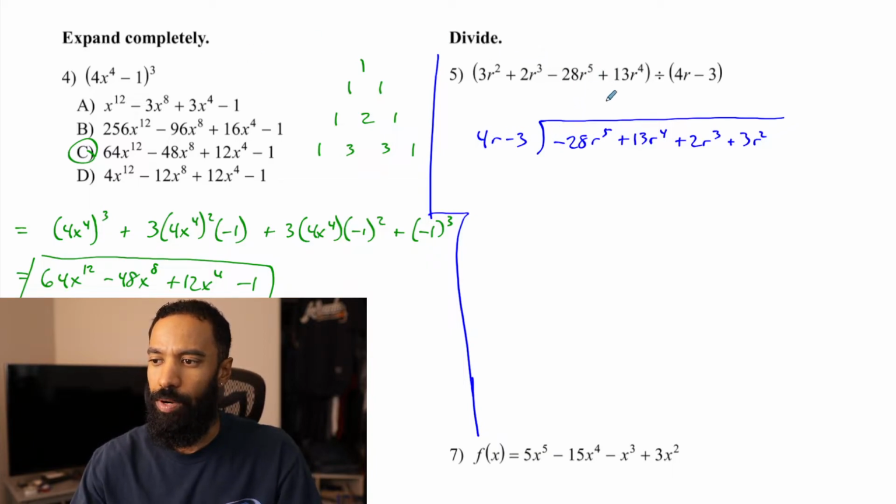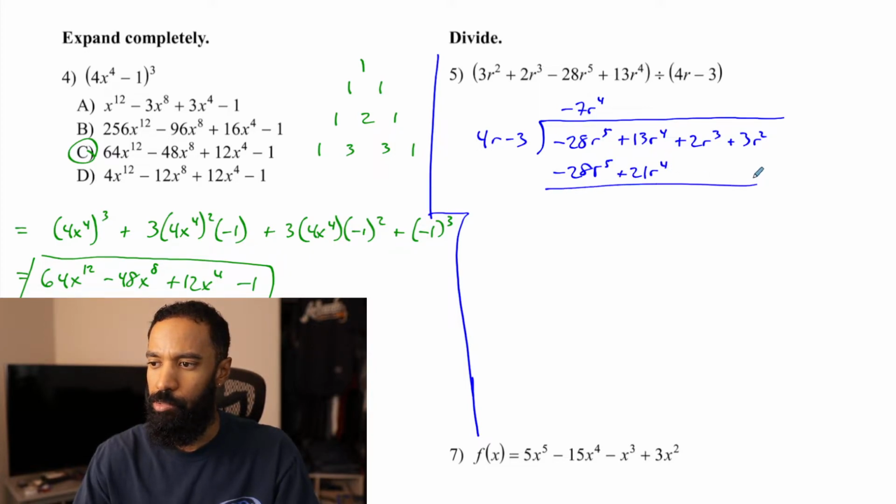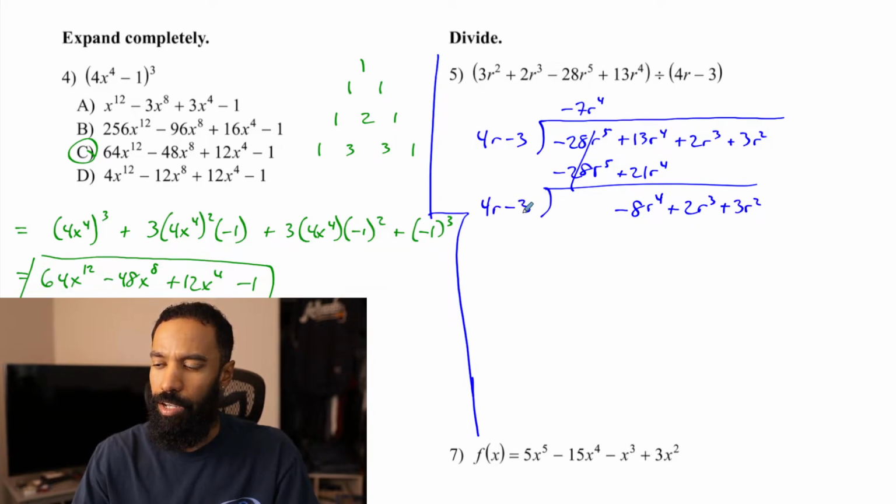4r goes into negative 28r to the 5th, negative 7r to the 4th times. When you multiply those two, you get negative 28r to the 5th. Those will subtract and cancel. Negative 3 times negative 7r to the 4th is 21r to the 4th. Subtract those ones, and you get negative 8r to the 4th. And then 4r goes into negative 8r to the 4th, negative 2r cubed times. You multiply those two, you get that negative 8r to the 4th. Negative 3 times negative 2r cubed is positive 6r cubed. Subtract those, you get negative 4r cubed.